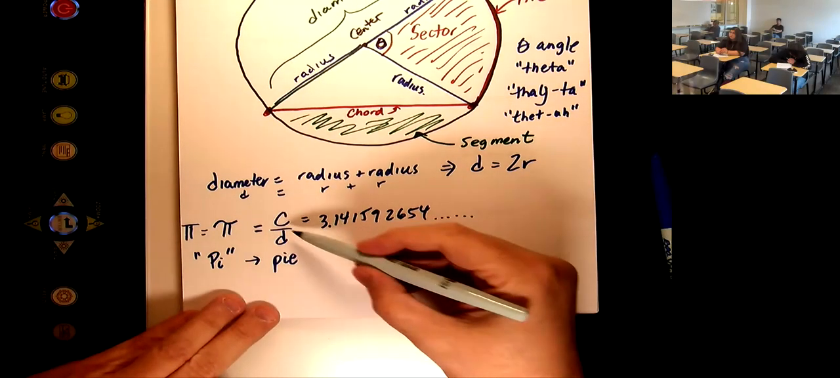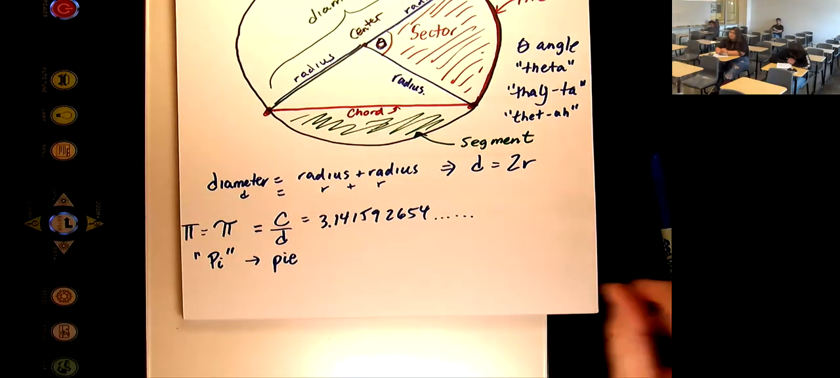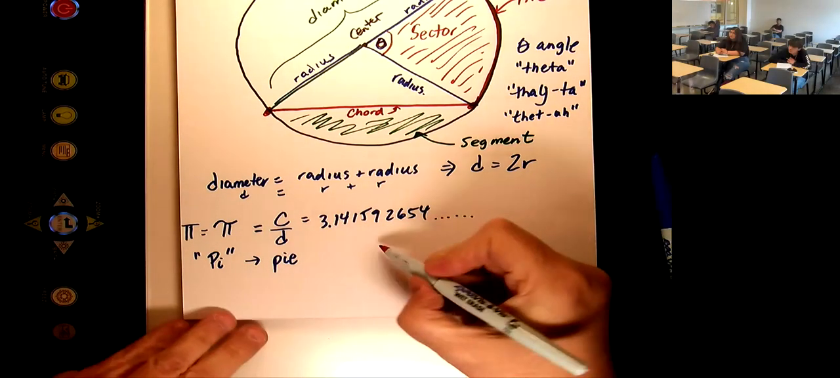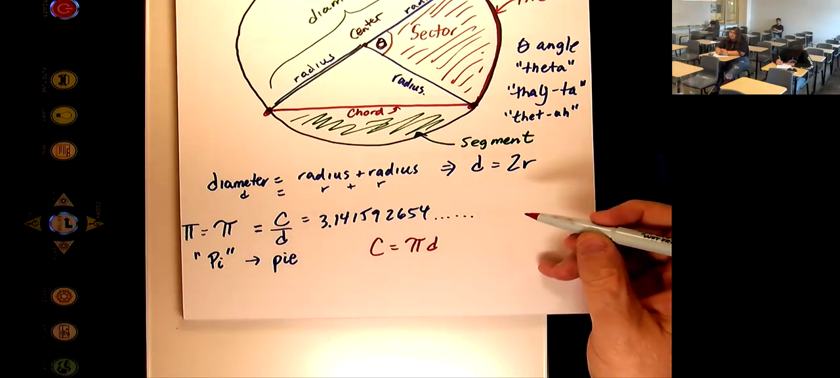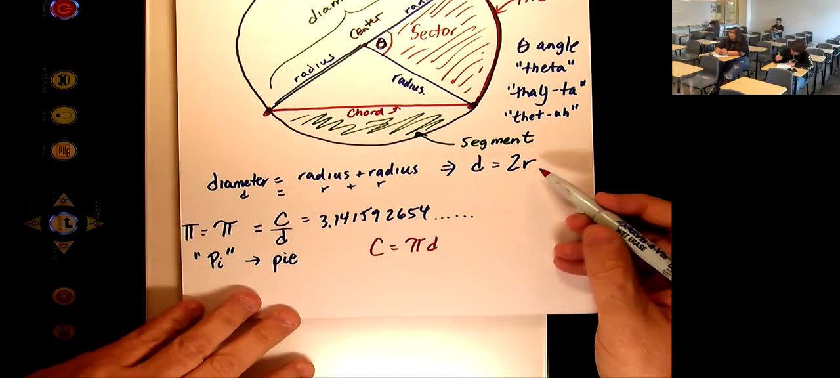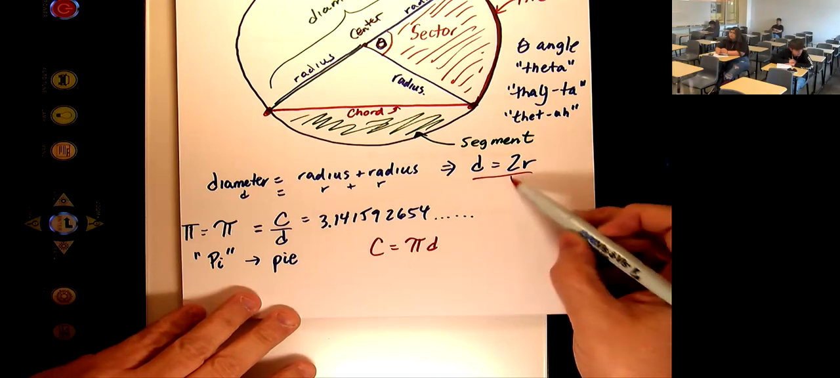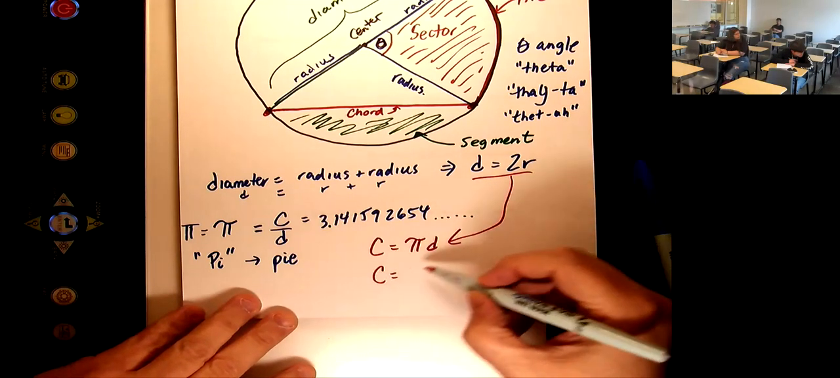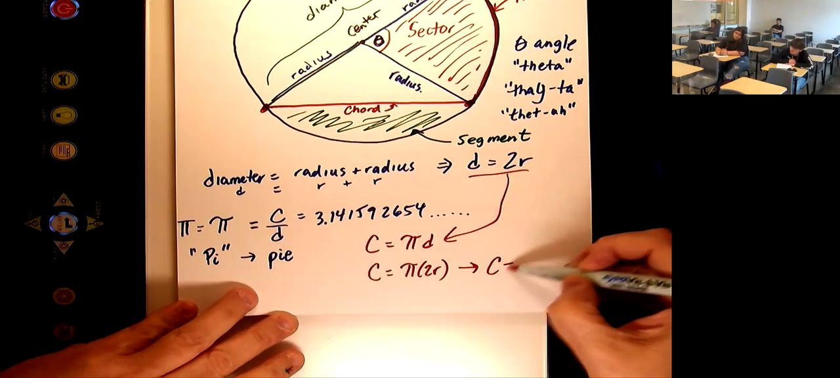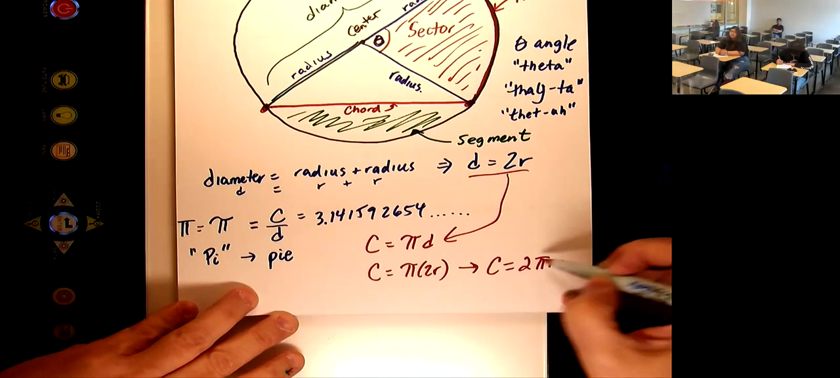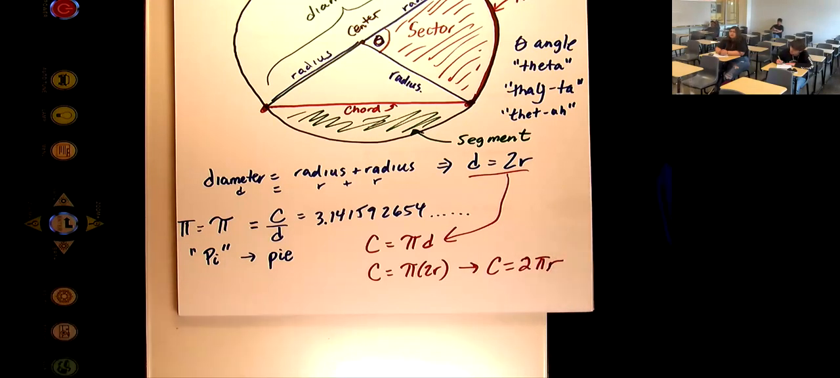So I can rewrite this equation right here in terms of C. The circumference is pi times diameter. But I know d equals 2r. So I can rewrite this as pi times 2r. And we tend to write it with the 2 in front, 2 pi r. So depending on whether you have the radius or the diameter, there's two equations you can use to get the circumference, but it's a simple relationship between the two.